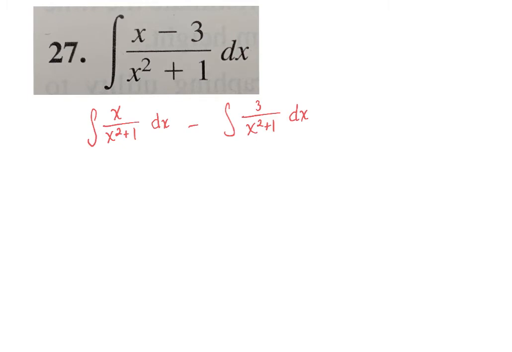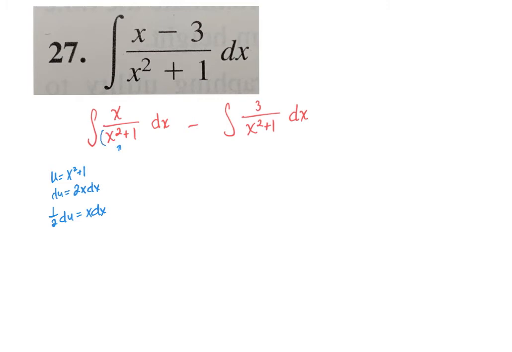And so for this one, I am going to do them individually. If my u is x squared plus 1, my du would be 2x. I don't need a 2x, I need just an x. So I know I'm going to have that 1/2 with this guy.